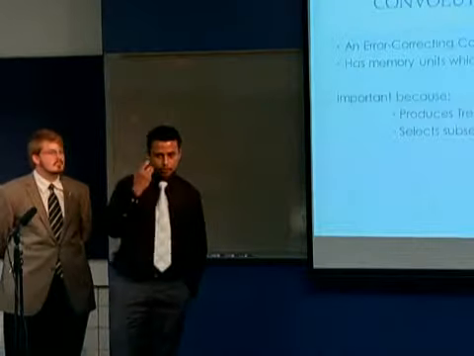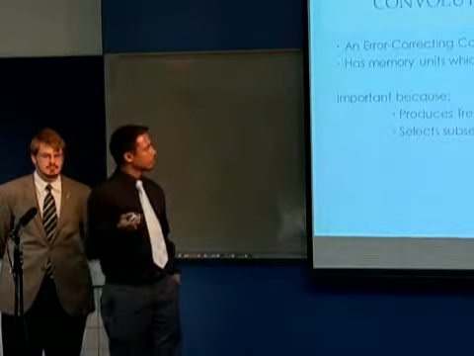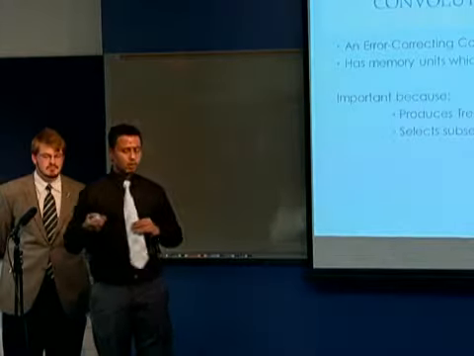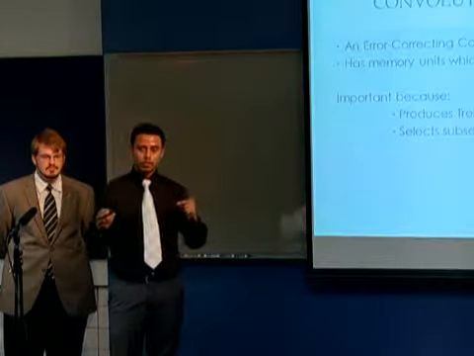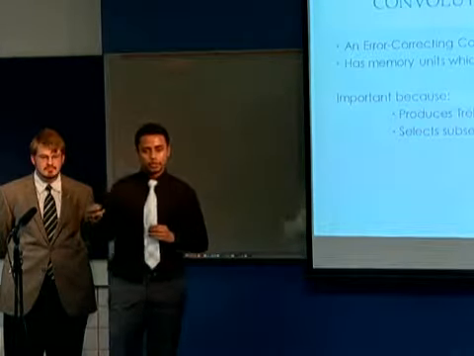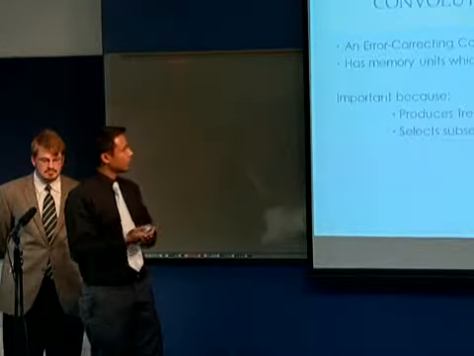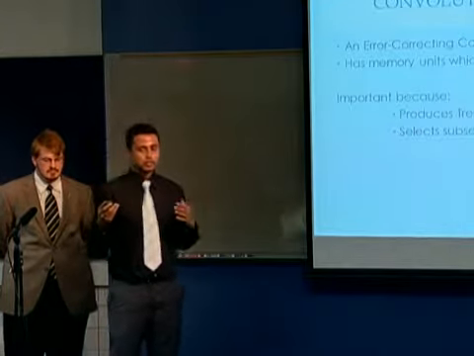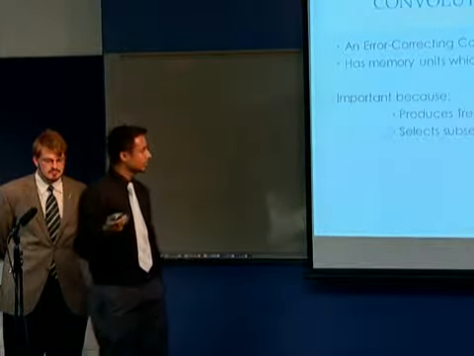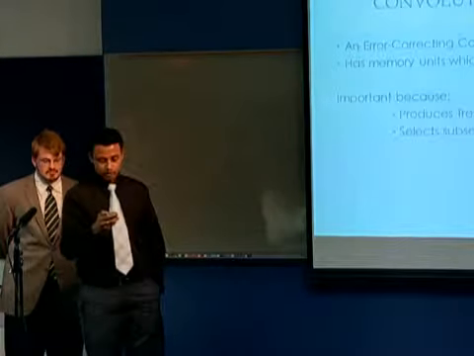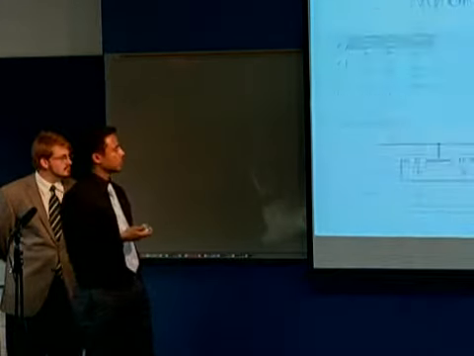So the convolution encoder is part of trellis-coded modulation. It's an error correcting code, and by coding we mean we add redundancy to the input bits so that it would be easier for the decoder at the receiver's end to decode the signal. The convolution encoder has memory units that produce the trellis, or the state machine, and we can see what convolution encoder we used in the later slides.